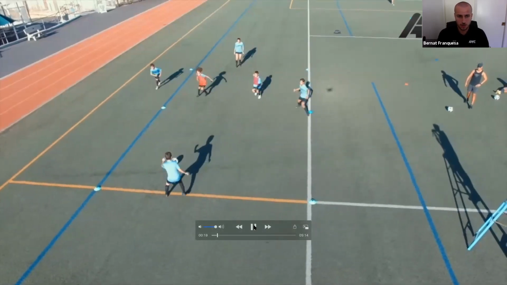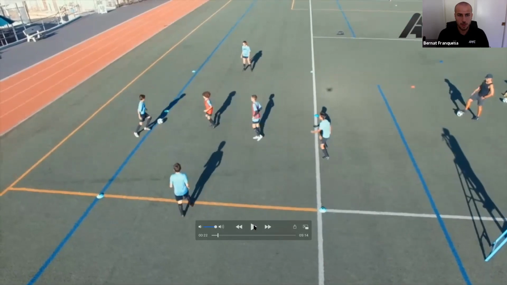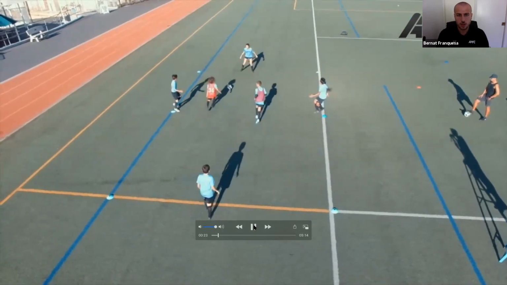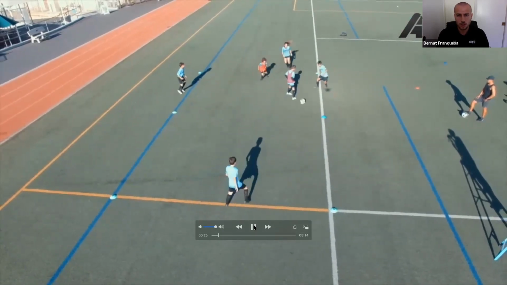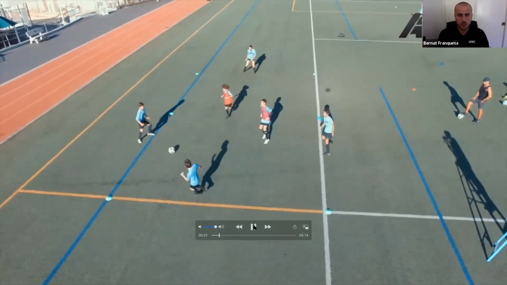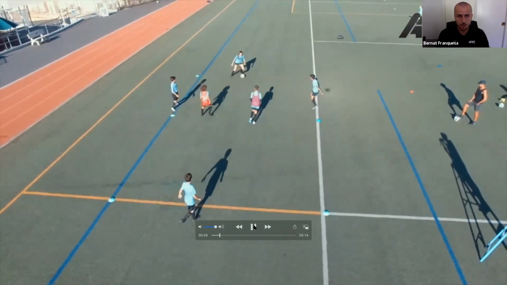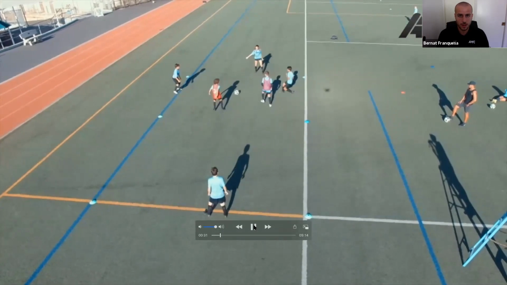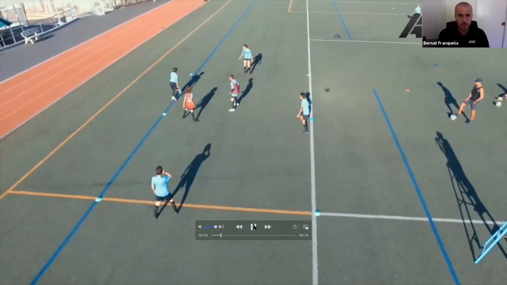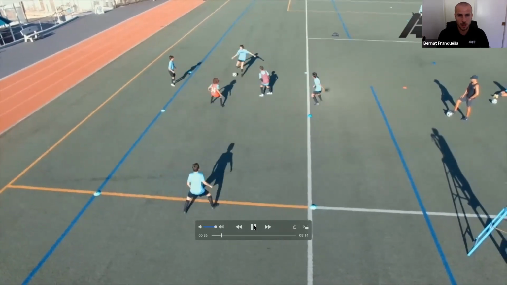So here, head up, back foot to go forward, facing the whole field, always showing a good body profile, and always trying to find the player that is on the other side to break the line. Let's see if there is an example now. Now there is a really good example.